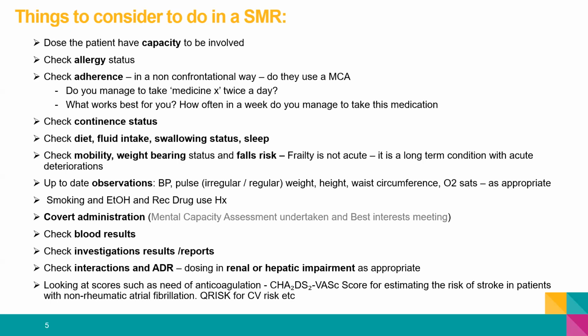And also, revisiting some scores that you might have to do, like the CHA2DS2-VASc, if you're thinking about stroke prevention in your AF patients, the ORBIT score for bleeding risk, which is now recommended instead of the HAS-BLED in your NICE AF guidelines, your QRISK for checking whether you want to give somebody a statin maybe or something like that. So all of these things should be done as routine almost in an SMR.